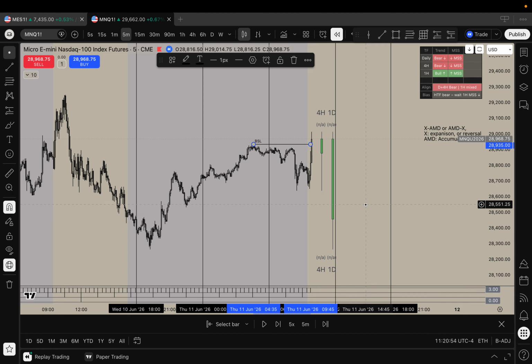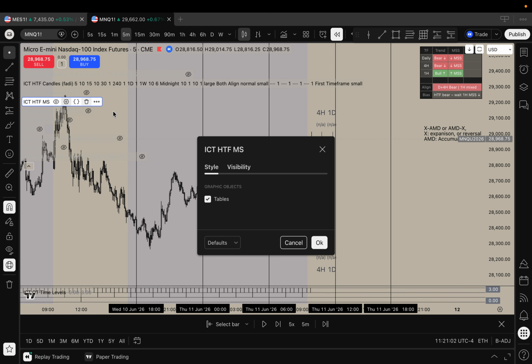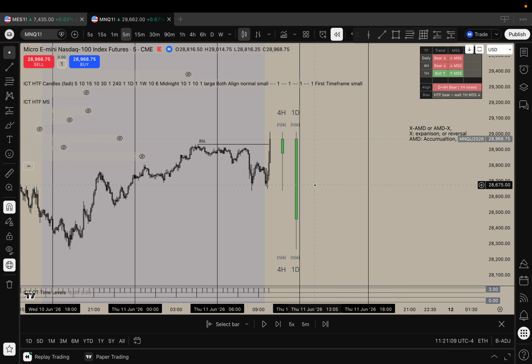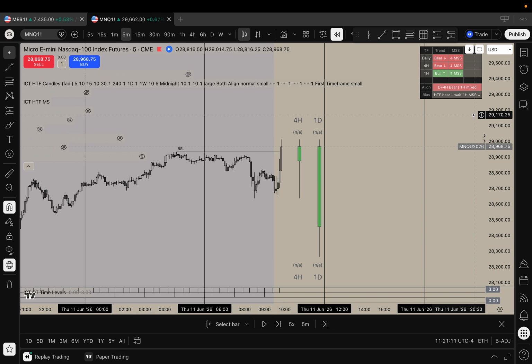Now, the direction of manipulation, how I determine the direction, is based off this high time frame market structure indicator that I have. There's no settings for it. It's really straightforward. You literally just open it and you can turn the table on and off. It's pretty straightforward. If you have any questions, please ask, but that is the basis of it.